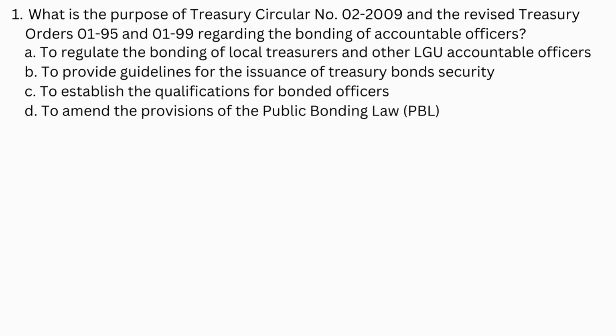Number 1. What is the purpose of Treasury Circular No. 02, February 2009 and the revised Treasury Orders 01-95 and 01-99 regarding the bonding of accountable officers? A. To regulate the bonding of local treasurers and other LGU accountable officers. B. To provide guidelines for the issuance of Treasury bond security. C. To establish the qualifications for bonded officers. D. To amend the provisions of the public bonding law.